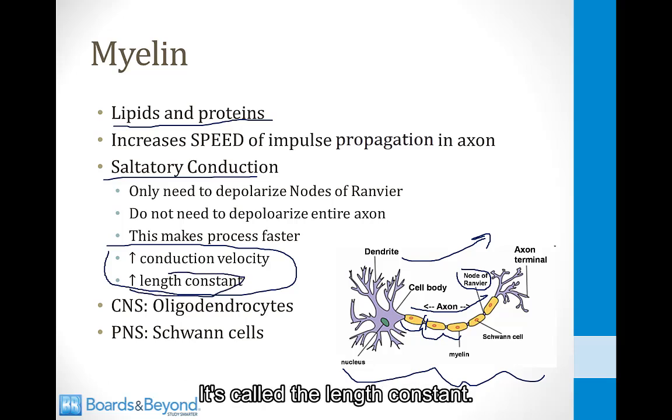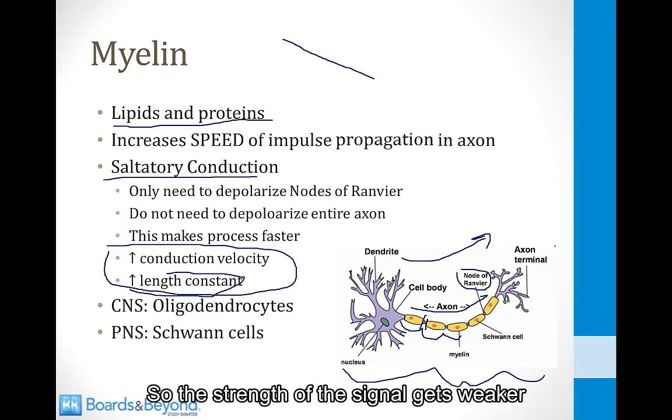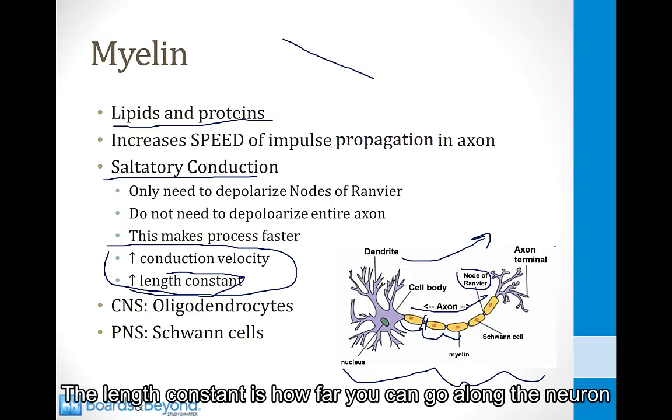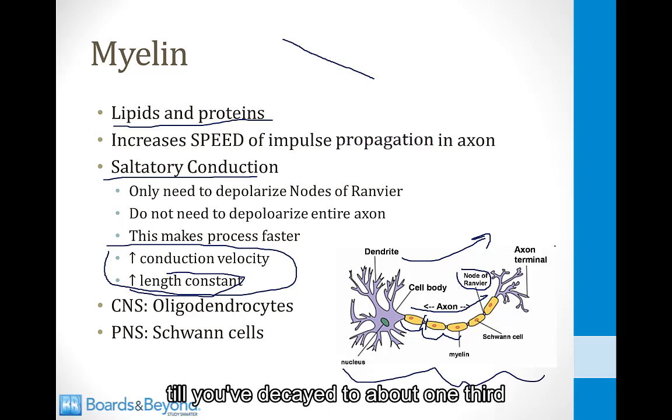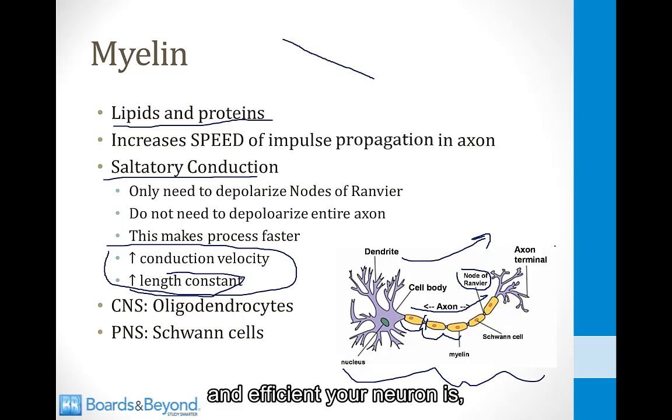The other one is a little more complex to understand. It's called the length constant. If you measure conduction through a neuron, you will see that it decays over time. So the strength of the signal gets weaker as the signal goes down the neuron. The length constant is how far you can go along the neuron till you've decayed to about 1/3 of your original depolarization potential. So it's a metric of length, and the more myelinated and efficient your neuron is, the longer your length constant will be.